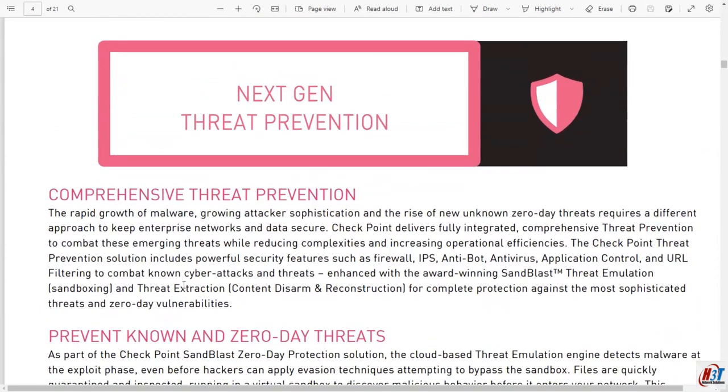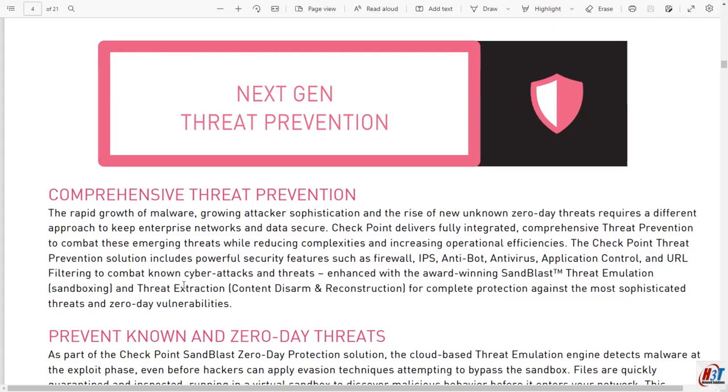Now next gen threat prevention is one of the features that Checkpoint Firewall provides. Checkpoint Firewall offers comprehensive threat prevention. The rapid growth of malware, growing attacker sophistication, and the rise of new unknown zero-day threats require a different approach to keep enterprise networks and data secure. Checkpoint delivers fully integrated, comprehensive threat prevention to combat these emerging threats while reducing complexities and increasing operational efficiencies.